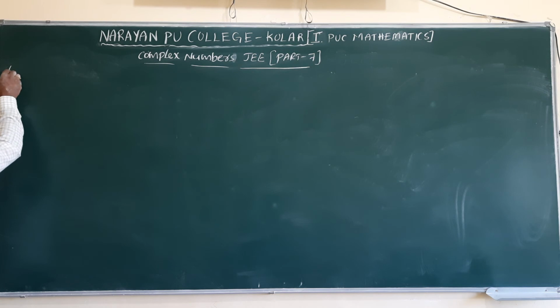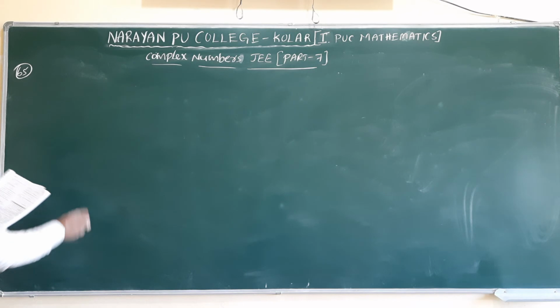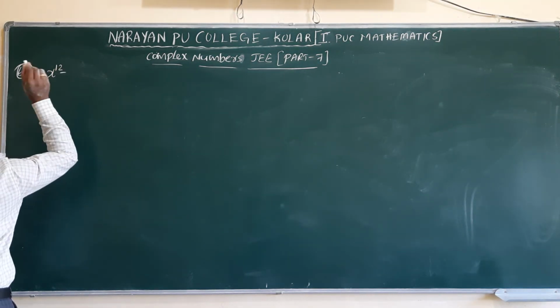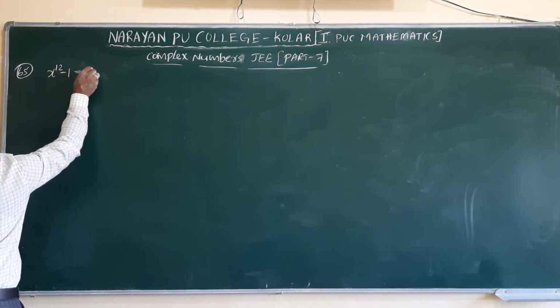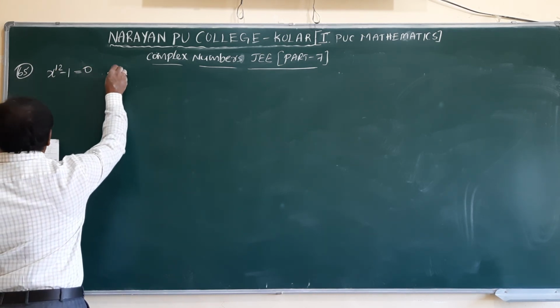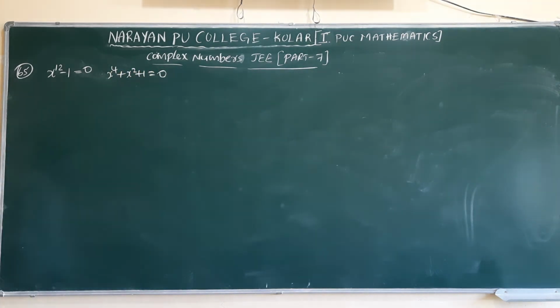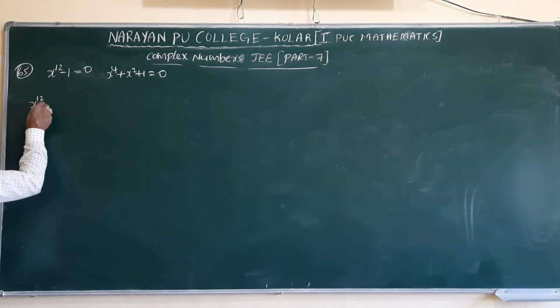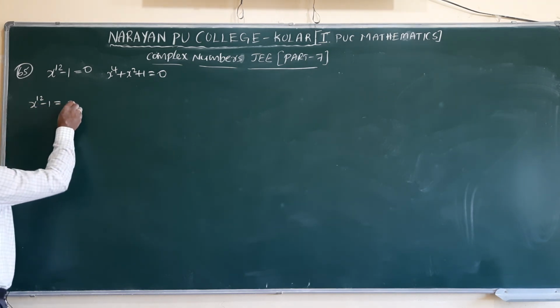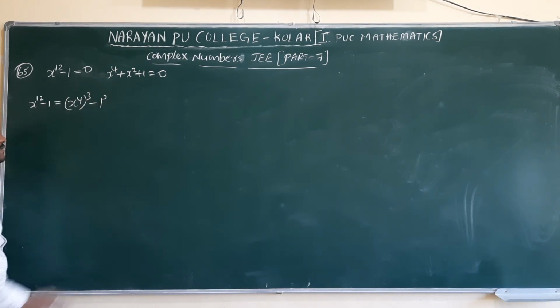Question number 65. The common roots of the equations x power 12 minus 1 is equal to 0, comma, x power 4 plus x square plus 1 is equal to 0. But here the common root. So here we first have x power 12 minus 1 is equal to... So x power 12, how to write here? (x power 4) whole power 3 minus 1 cube. We have to write the same thing only.